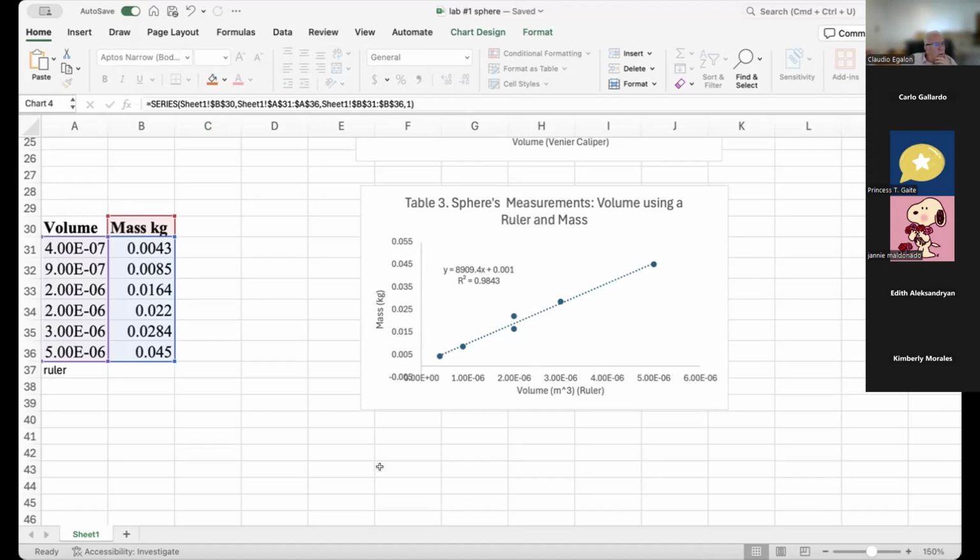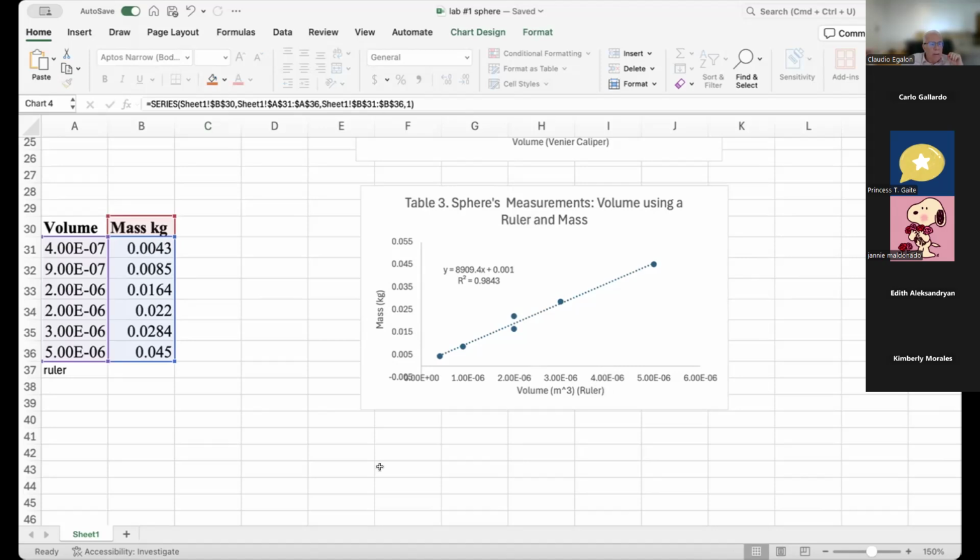Okay, I know what the problem is. When you copy your volume data, you use just the first significant figure. That's why we're having this small difference.